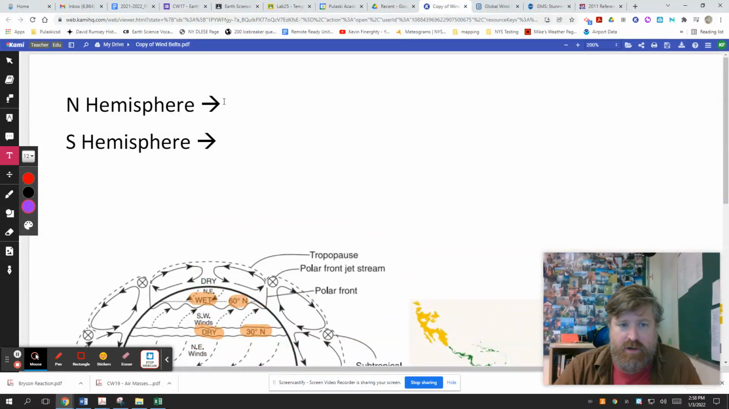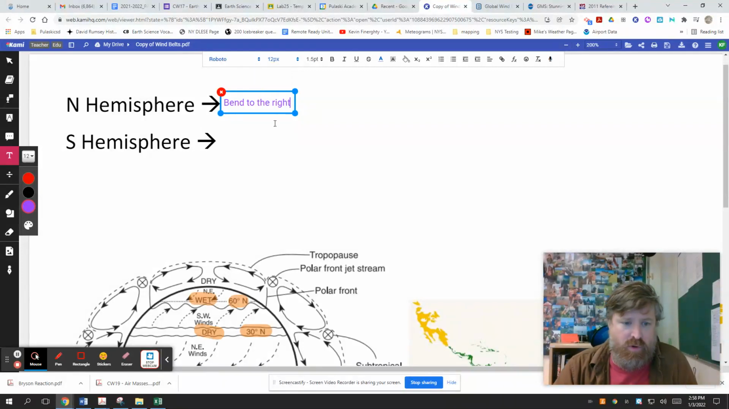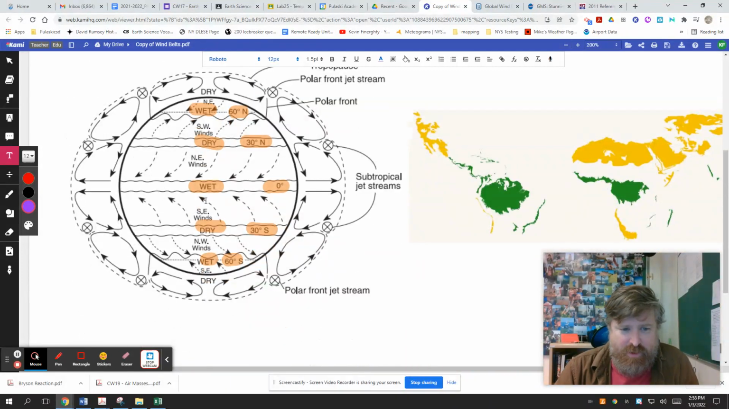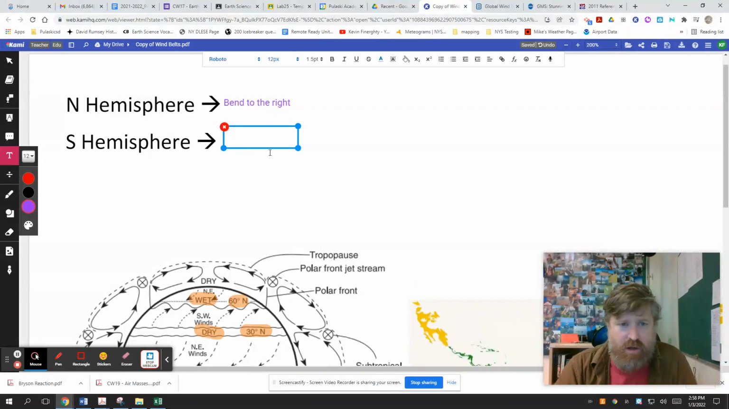Here in the northern hemisphere, these large scale patterns, like we talked about with ocean currents, all these major prevailing winds bend to the right. Whereas in the southern hemisphere, it's easy to see that one bending to the left and that one bending to the left. Trust me, if you can flip this paper upside down, that one is also bending to the left. So in the southern hemisphere, all of these major global winds bend to the left.